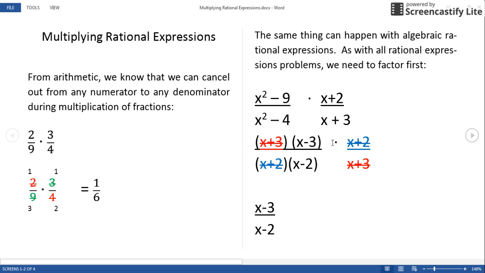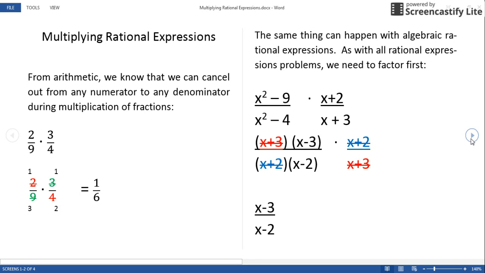Now we can cancel out the things that match up directly with each other, either straight up and down or diagonally from any numerator to any denominator. This x plus 3 matches that one. This x plus 2 matches that one, and we're left with x minus 3 over x minus 2 as our answer. Notice that I cannot cancel anything else out. The only time canceling can occur is if there is multiplication happening. When there is addition or subtraction, we leave it alone.